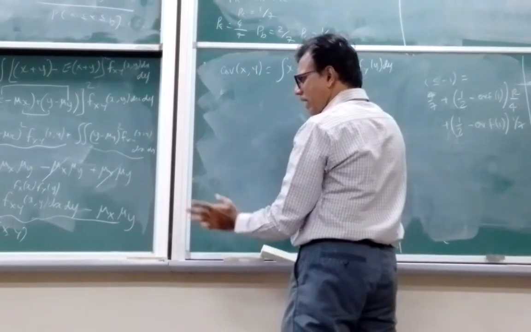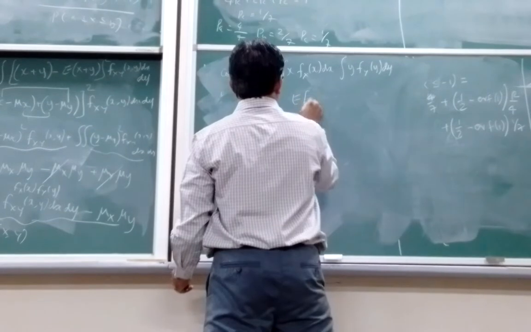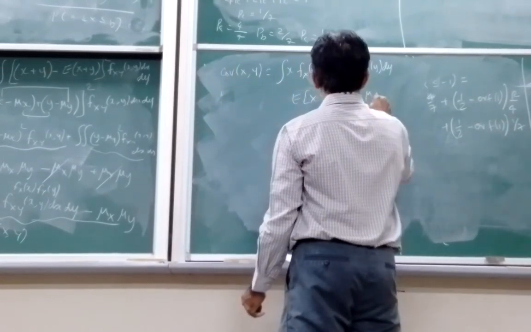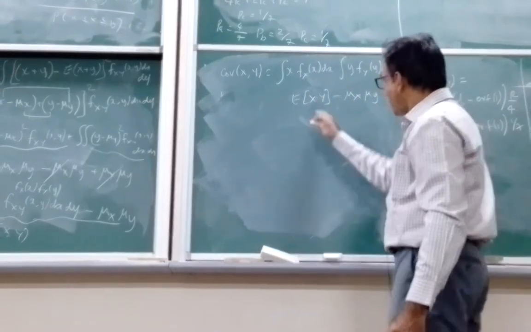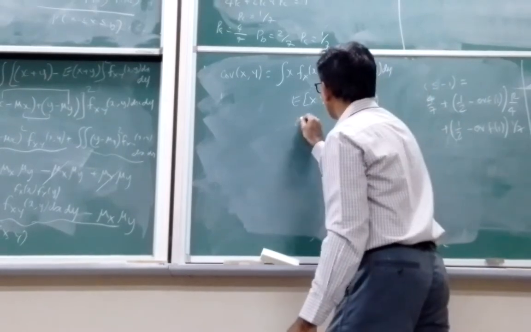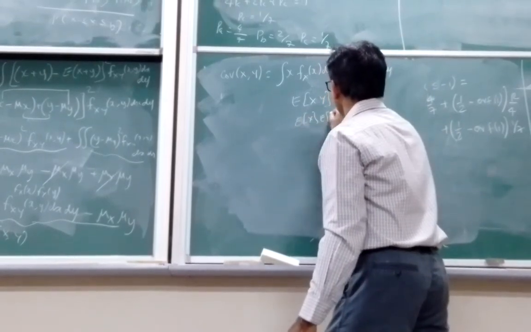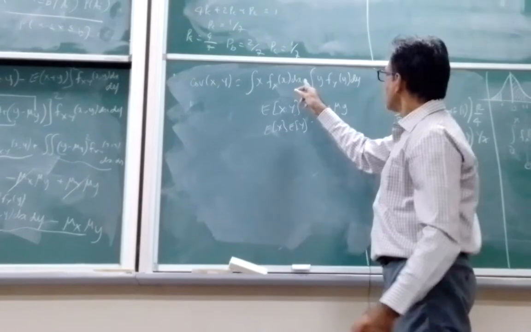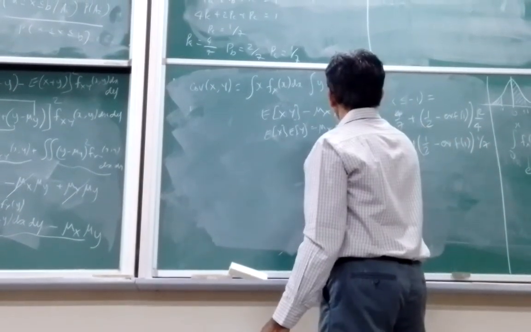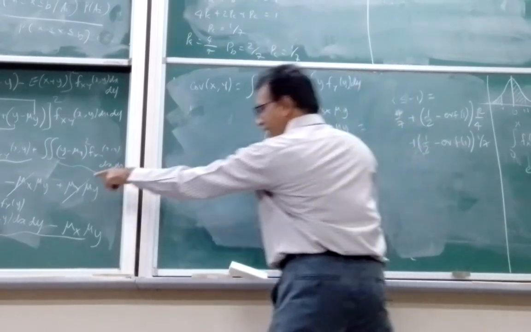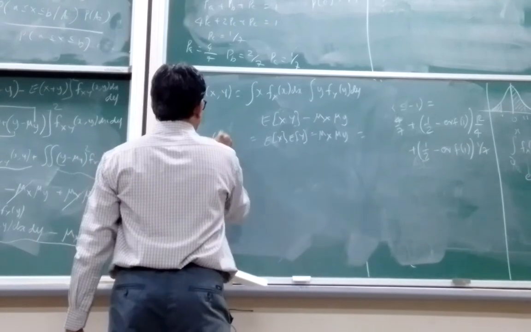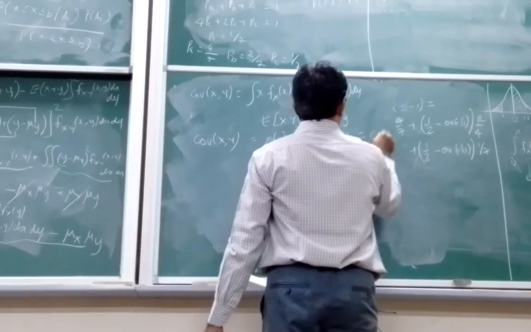This is nothing but E of x comma y minus mu x mu y. But because it factorizes, this E of xy also becomes E of x into E of y, because it separately factorizes. Which means that for the case when x and y are independent, this covariance of x comma y becomes equal to 0.